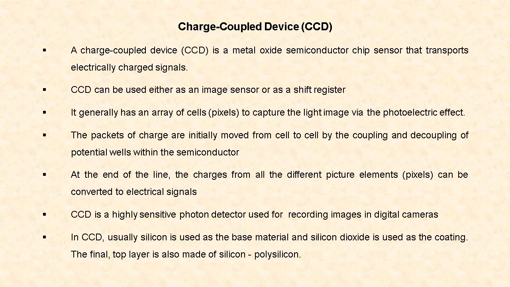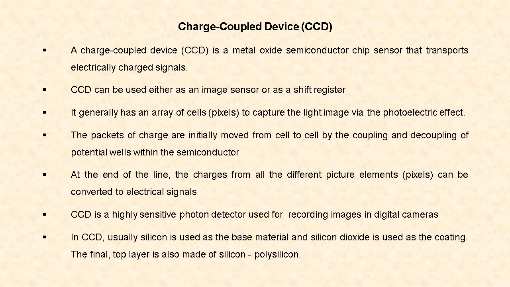In this video, we are going to see about charge coupled device. Charge coupled device, that is CCD, is a metal oxide semiconductor chip sensor that transports electrically charged signals. They can be used either as an image sensor or as a shift register. It generally has an array of cells called pixels to capture the light image via photoelectric effect.